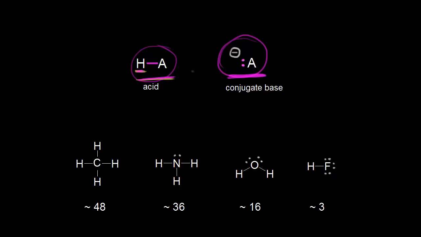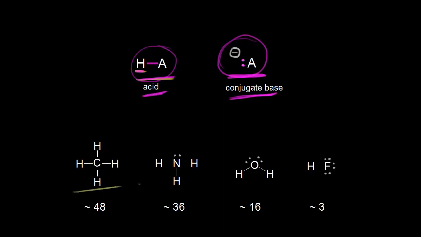Therefore, if you want to determine the acidity of a compound, you can look at the stability of the conjugate base. The more stable the conjugate base, the more likely the acid is to donate a proton. Therefore, the more stable the conjugate base, the stronger the acid. Let's use that concept and look at these four compounds down here.